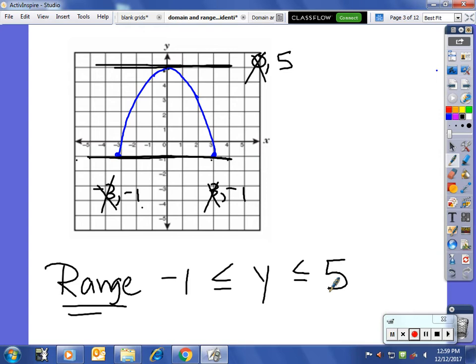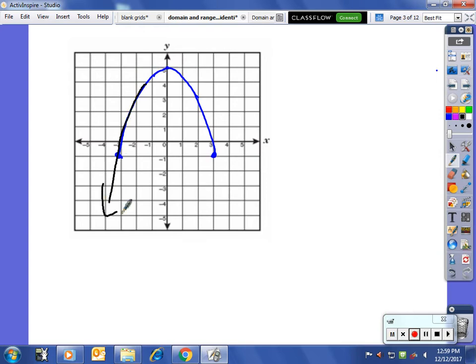Okay, are we good with that? All right, what if I put arrows on this thing? The domain is now all real numbers, because when I look to the left, I see an arrow. When I look to the right, I see an arrow. That means it's forever going to the left and the right. That domain is all real numbers.